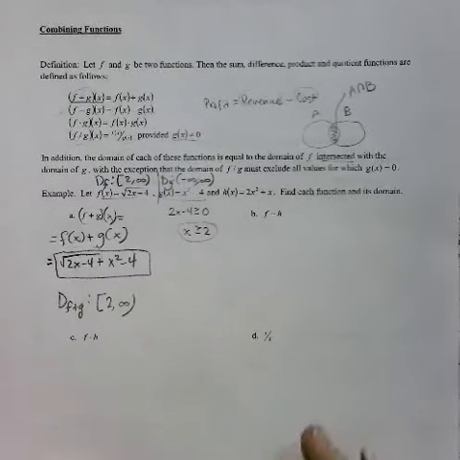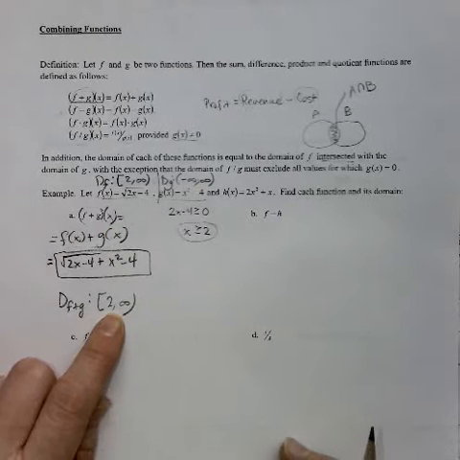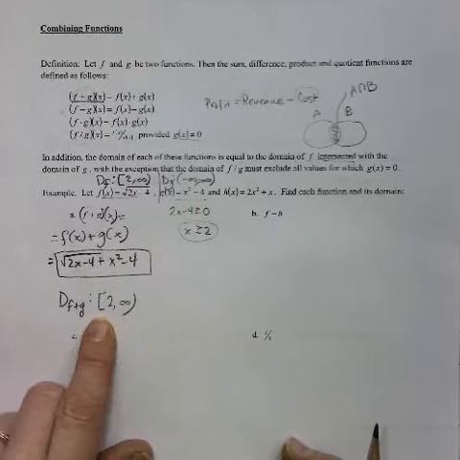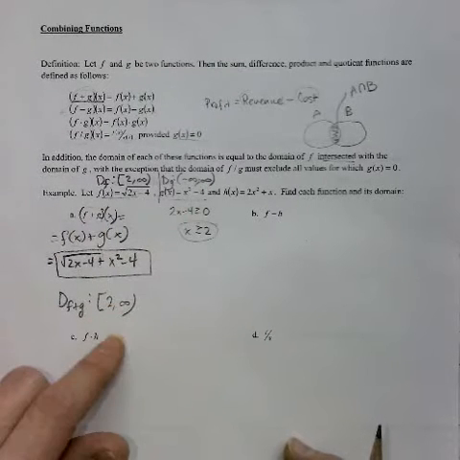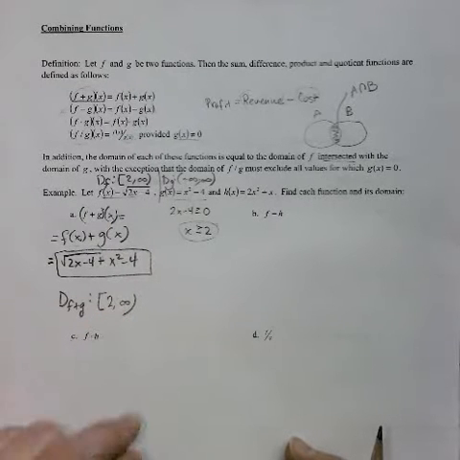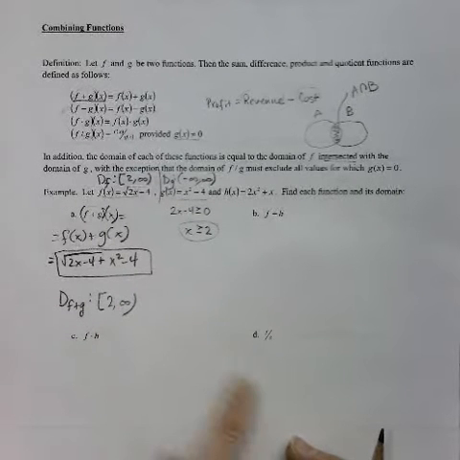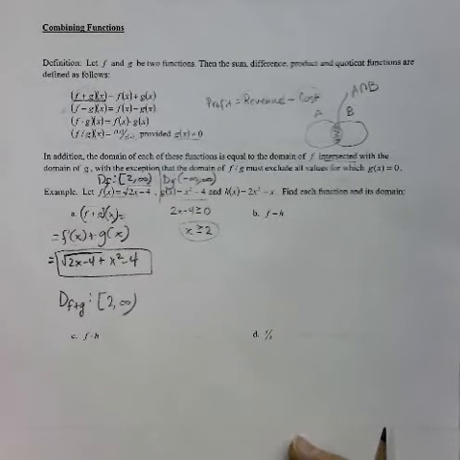And if I found f minus g, it would have the same domain. You don't need to redo that. It's going to be the same. F times g will have the same domain. Now f divided by g, we'd have to throw out anything that makes the denominator 0. And actually, we're going to do that one, so we'll come back to that in a minute.